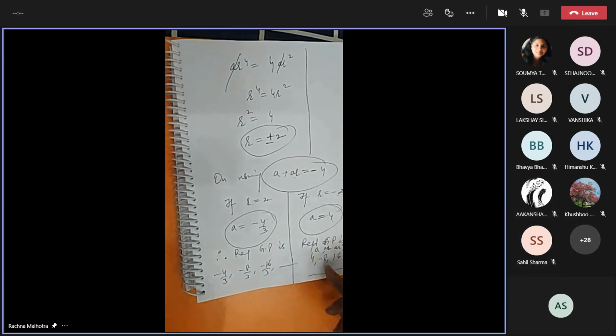So similarly, you can form two GPs with different terms. Why are we getting two different GPs? Because we are getting different common ratios. अगर जितना common ratio आता जाएगा उसी के according ही GP आता है हमारा. So this is the first GP, and this is the second GP.